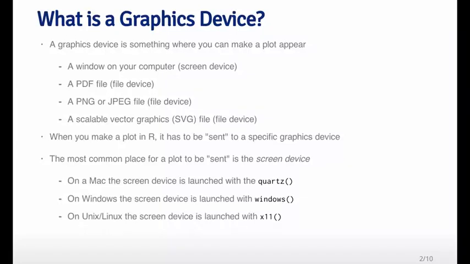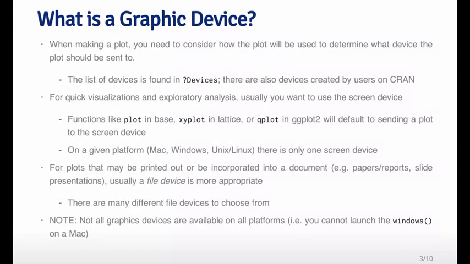The most common place for a plot to be sent is the screen device. The screen device on the Mac is called Quartz. On Windows, it's called Windows. And on Unix Linux systems, it's called X11. So when you make a plot, you first have to think about where this plot is going to show up.